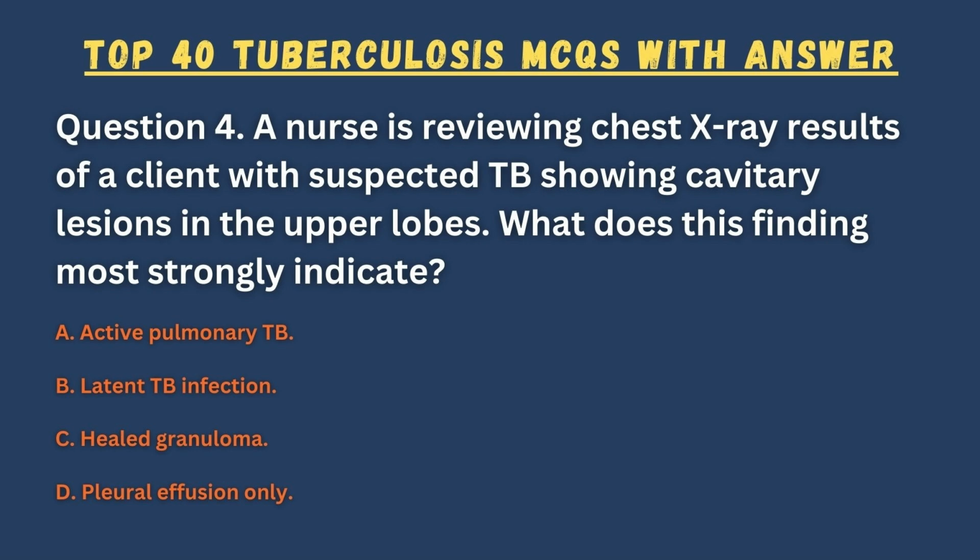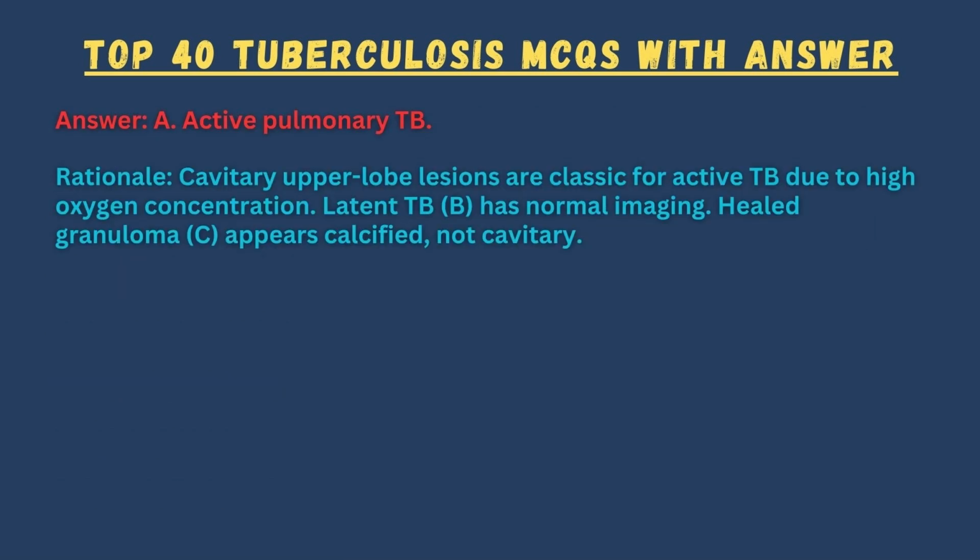Question 4. A nurse is reviewing chest X-ray results of a client with suspected TB, showing cavitary lesions in the upper lobes. What does this finding most strongly indicate? A. Active pulmonary TB. B. Latent TB infection. C. Healed granuloma. Or D. Pleural effusion only. The answer is A. Active pulmonary TB. Rationale: cavitary upper lobe lesions are classic for active TB due to high oxygen concentration.